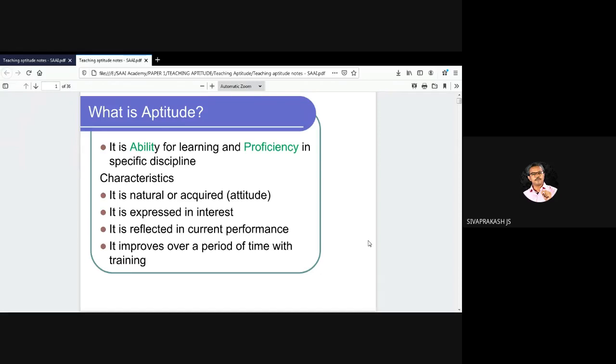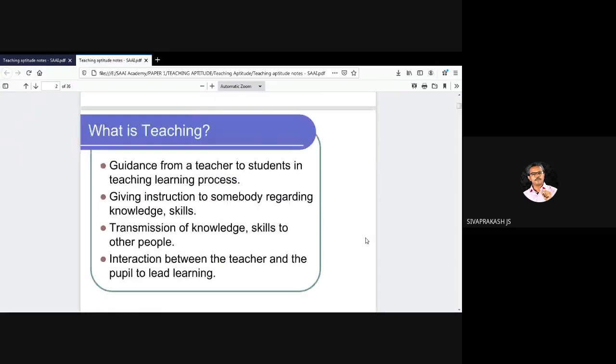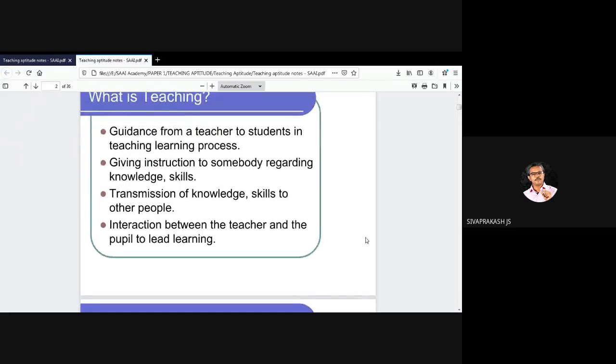It always improves over a period of time based on the training and development. So now, what is teaching? How is it related to teaching aptitude? Do you have teaching aptitude?